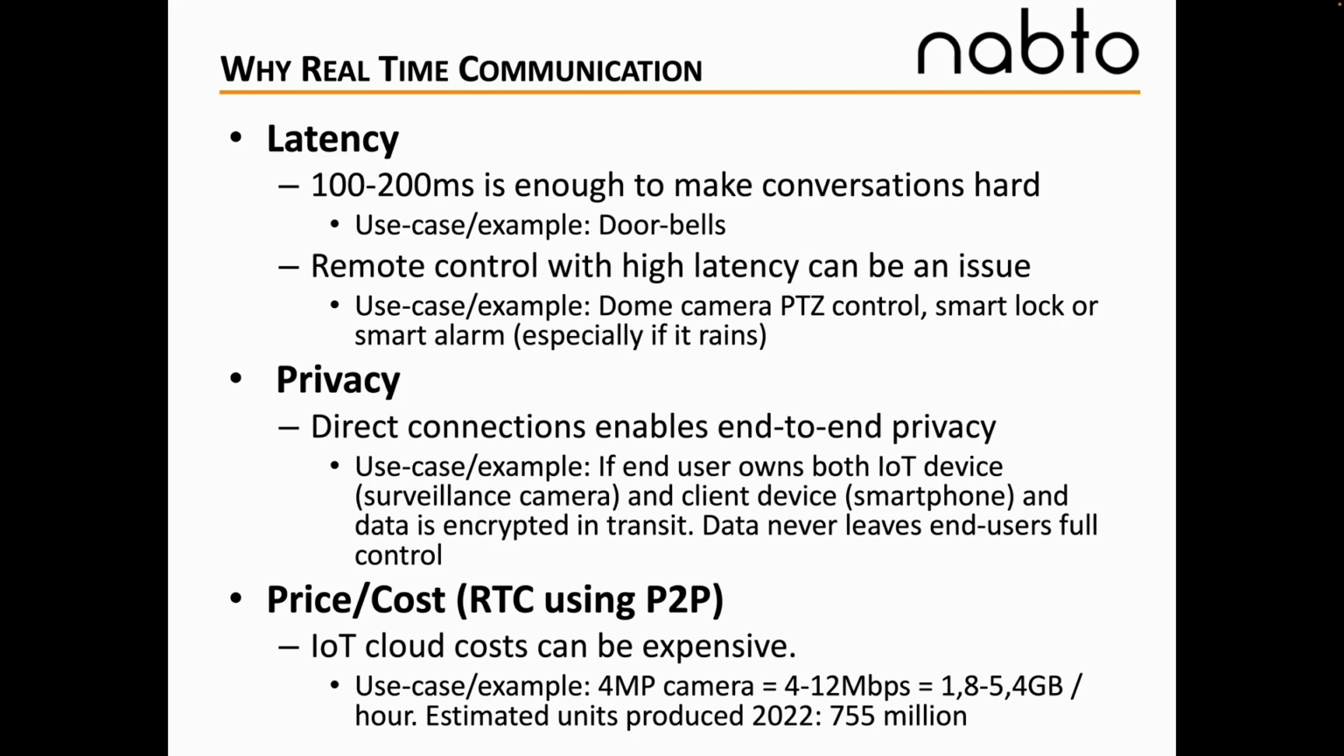And the number of cameras produced in 2022 was 755 million. And if you have to relay this amount of data, if you multiply all the data together, that's a lot of server cost that you have to put in there. So especially if it's a high amount of data like video cameras or doorbells or similar, where it's all audio and video, then cost is also a big advantage of using real-time communication to transmit.